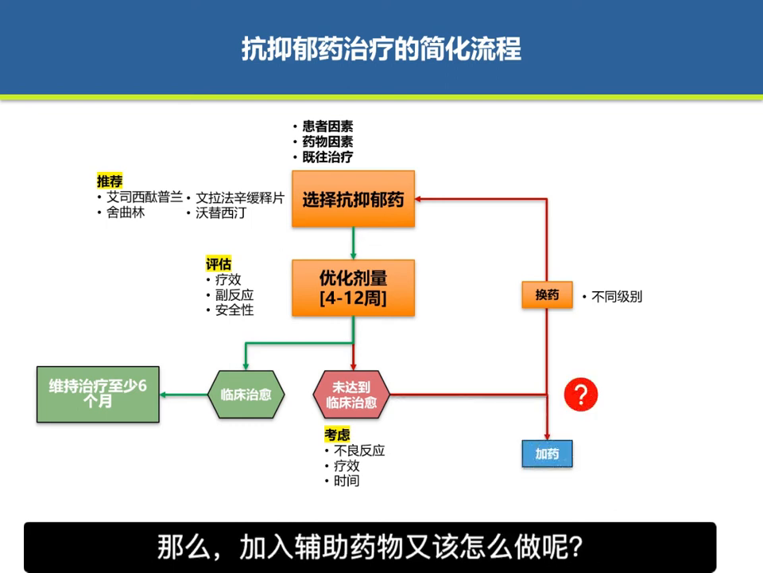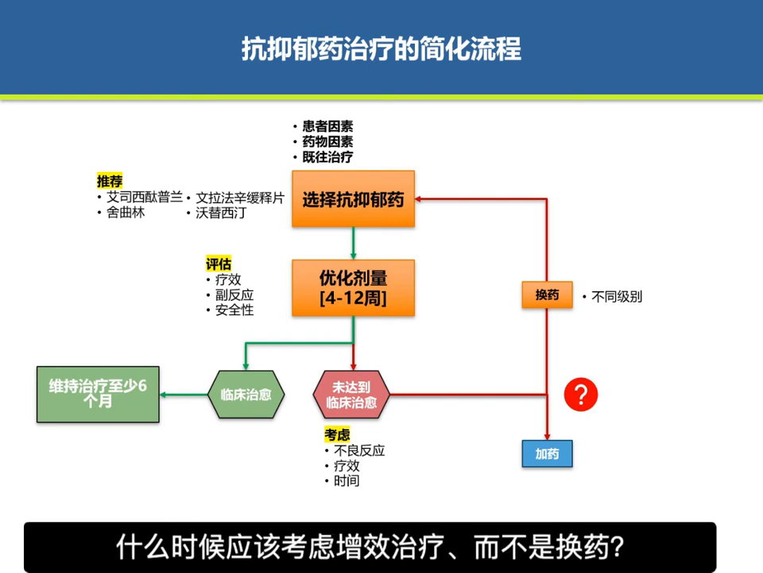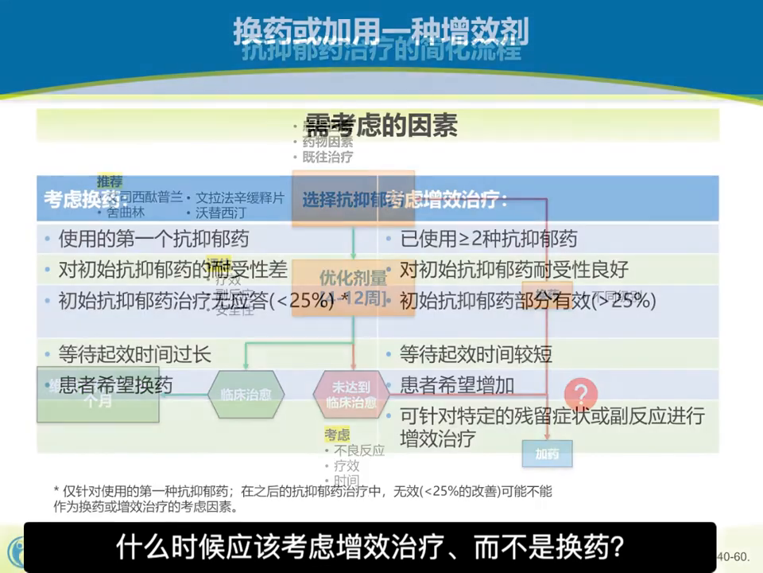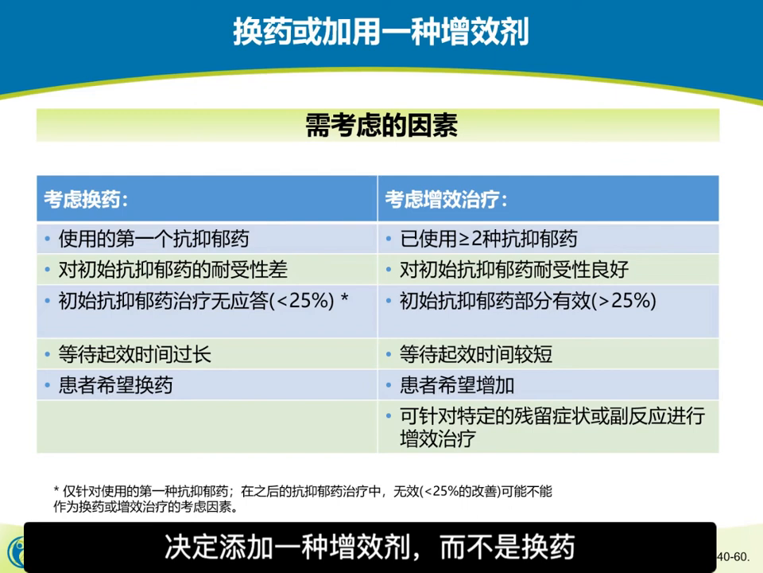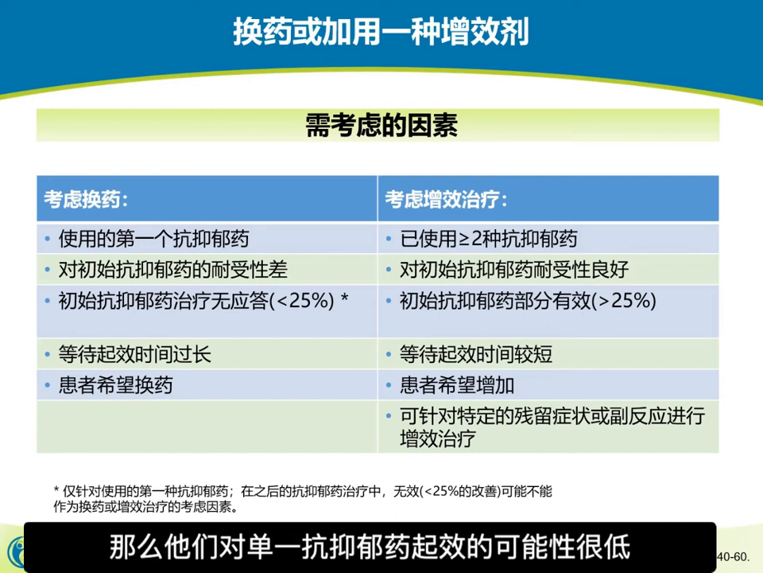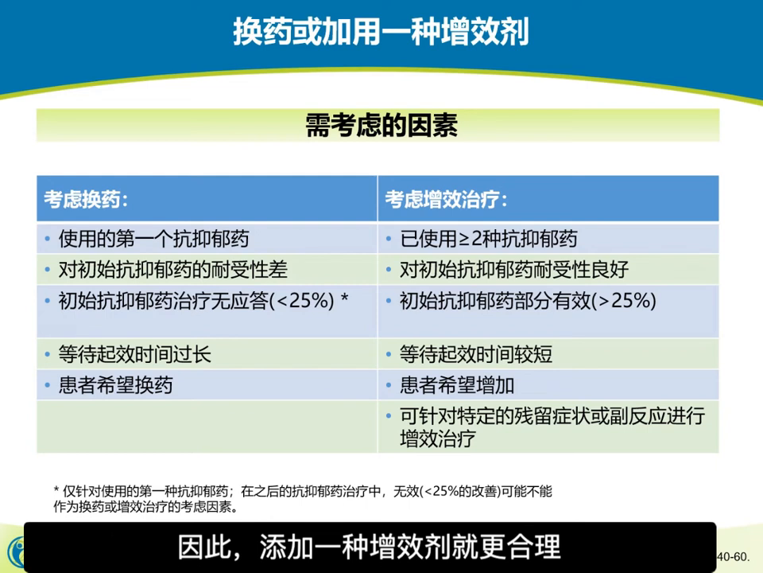But what about adding on an adjunctive medication? When would you consider doing that instead of switching? Here are the factors to consider for adding on an adjunctive medication rather than switching to a different antidepressant. If the patient's failed a couple of medications, then it's less likely that they're going to respond to a single antidepressant, and so it makes more sense to add on an adjunctive agent.